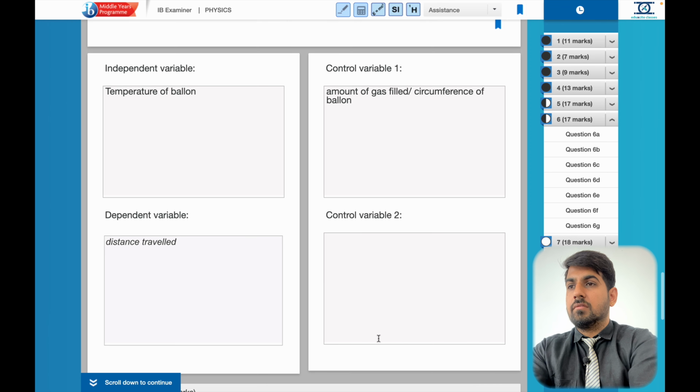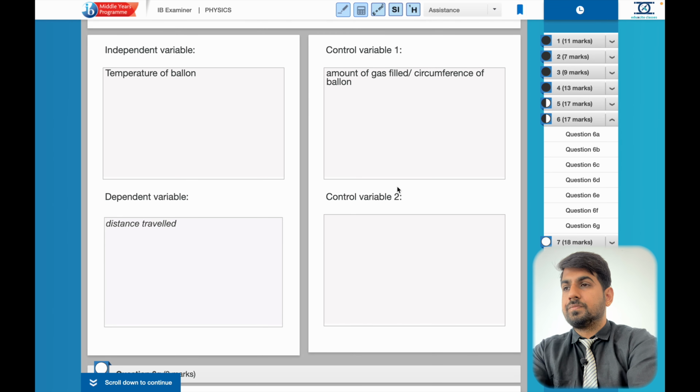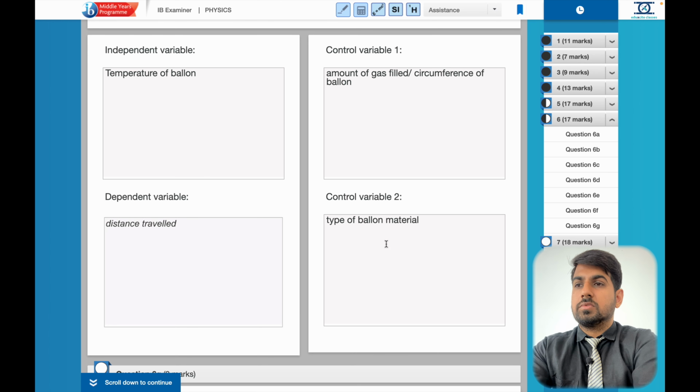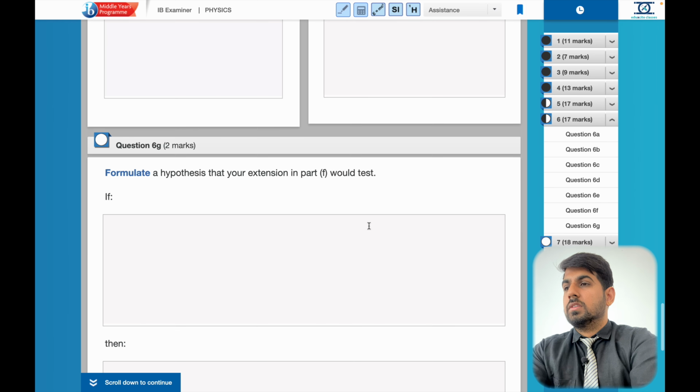And second we can say is the type of balloon or the type of balloon material. These are supposed to be constant. We are supposed to write down two only, you can also write the pressure of the balloon. So for the formula of the hypothesis, as per your extension.